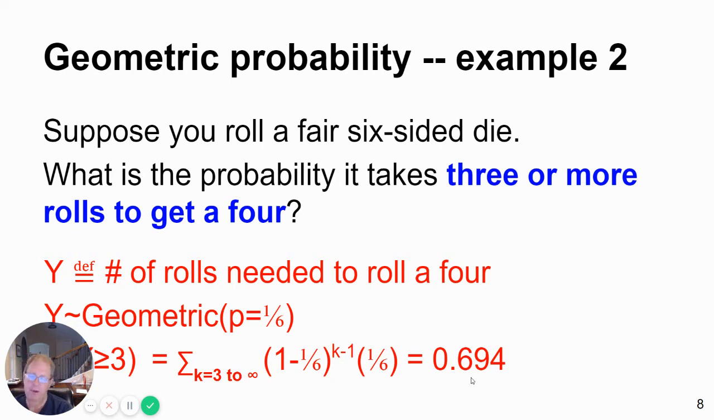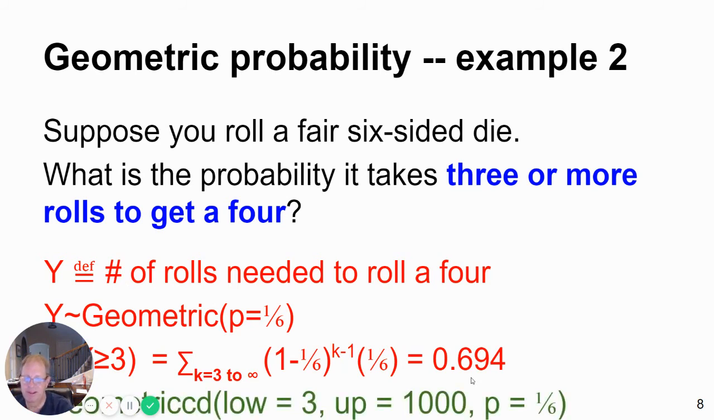And this is saying I want to take the sum as k goes from 3 to infinity of this expression. So I have the probability of failure to the power of k minus 1 times the probability of success. When I add them all up together, I get 0.694. My calculator notation here looks something like that, geometric CD. But now I have to describe the low and the upper. These are the lower values for x and the upper values for x. Now, you can't put infinity into our calculator, so I pick an arbitrarily high number.